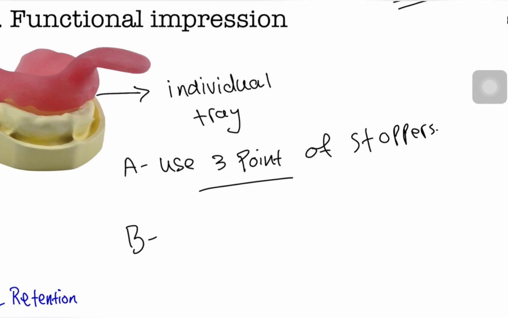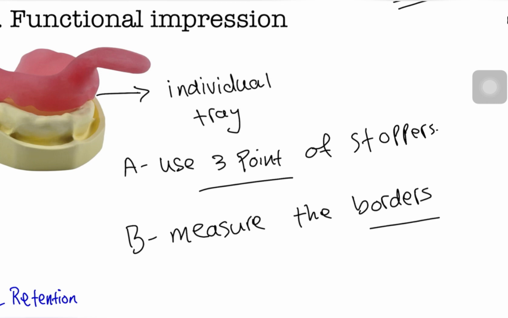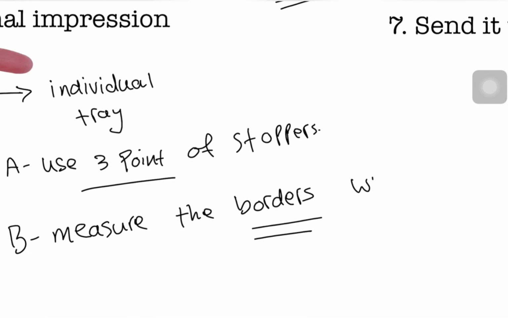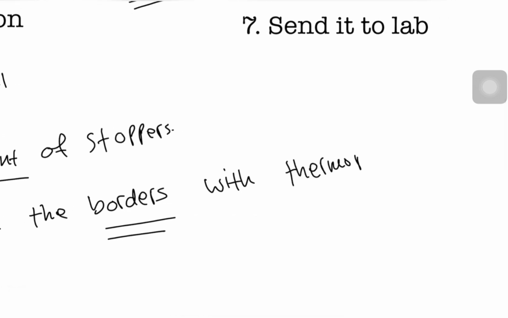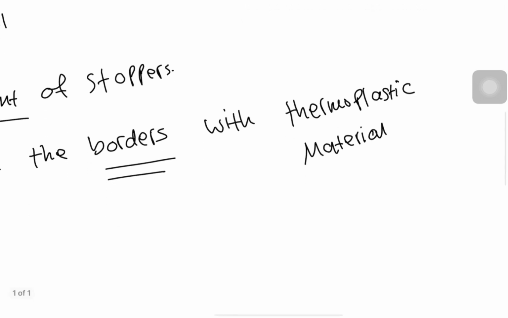And then, before anything else, we measure the borders with thermoplastic material. If you've never seen these, they come in different colors. Like there's the pink one, the orange one.